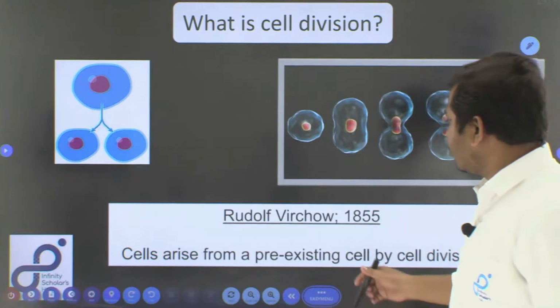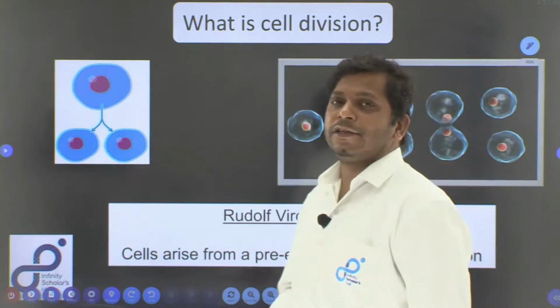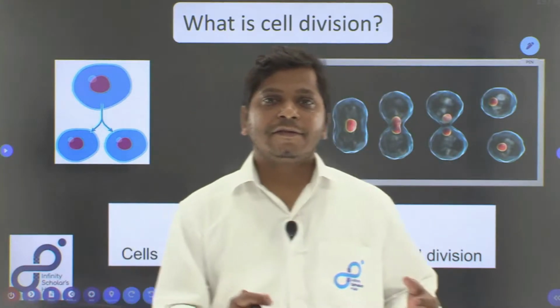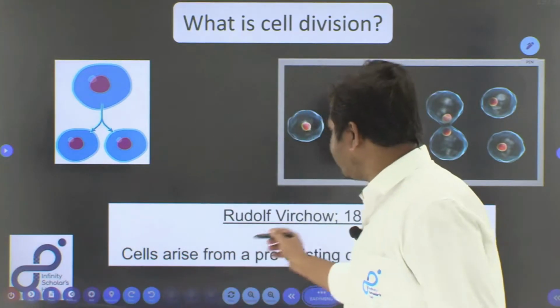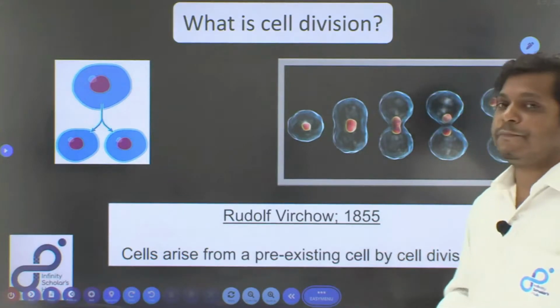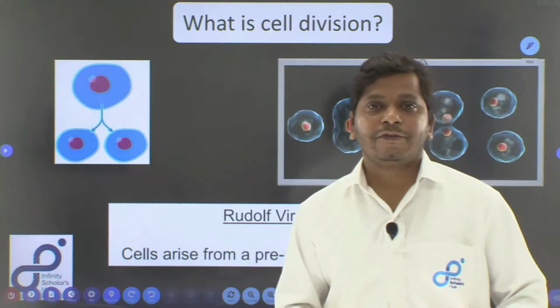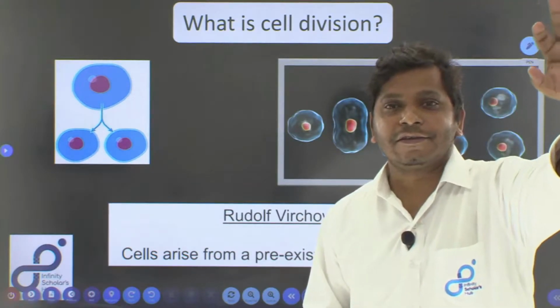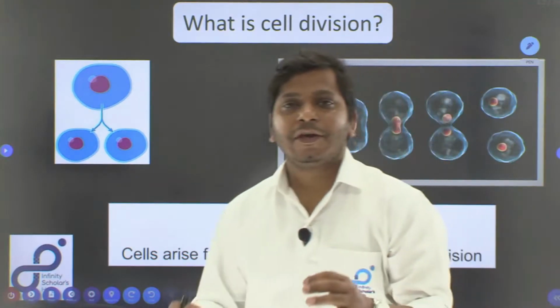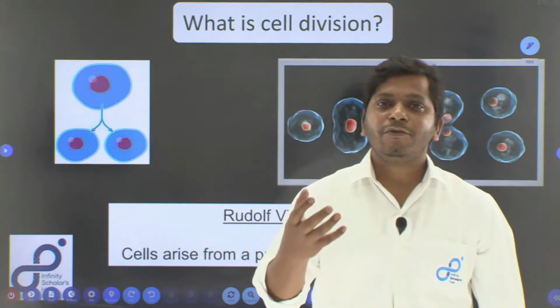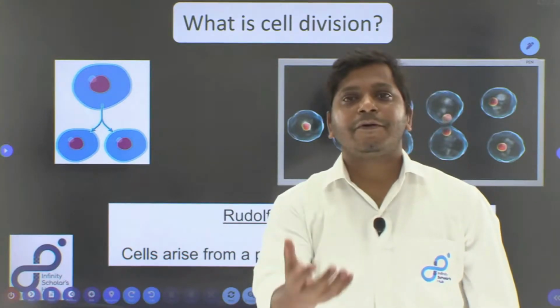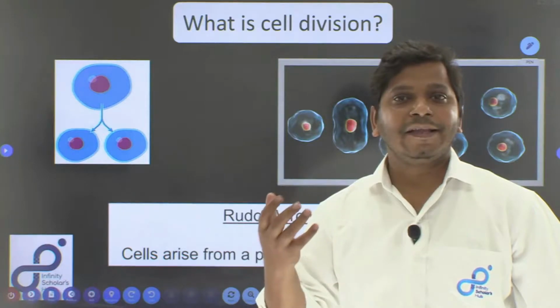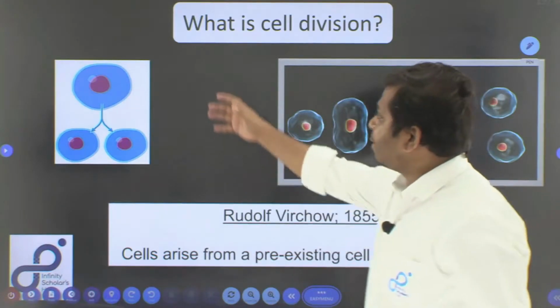As you know, the cell theory was proposed by Schleiden, Schwann and Rudolf Virchow. What did they coin? Rudolf Virchow proposed that all cells arise from a pre-existing cell. That means any cell, it doesn't come de novo. De novo means it doesn't come on its own, without anything. So it comes from a pre-existing cell.